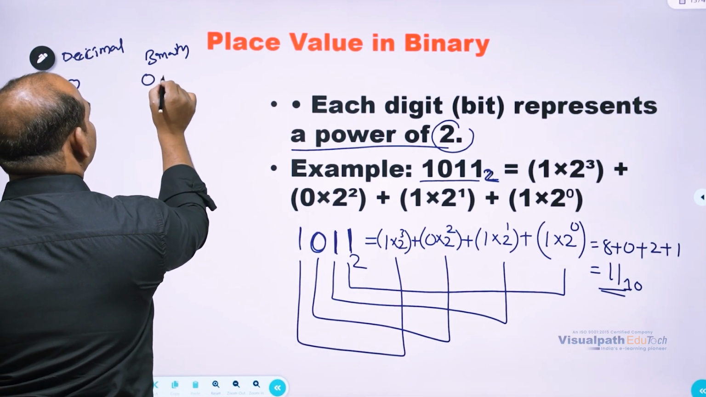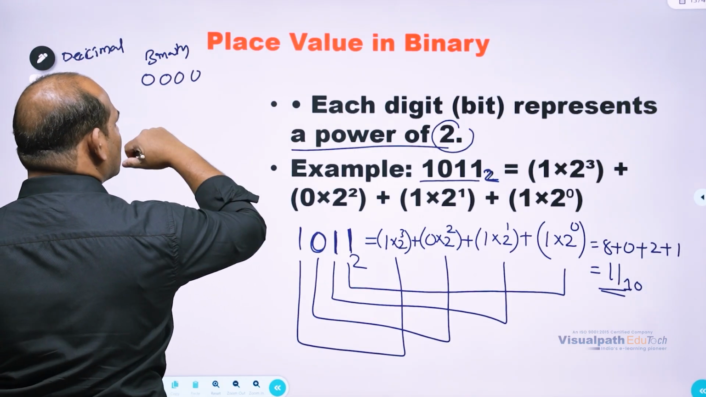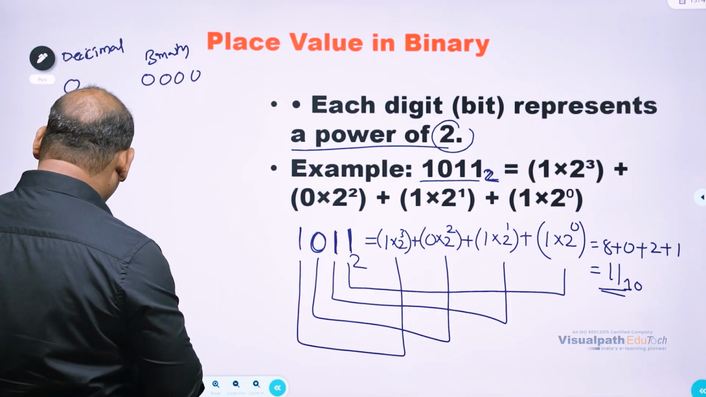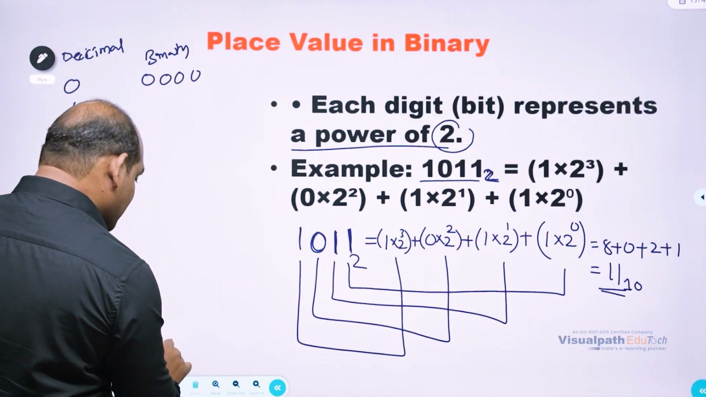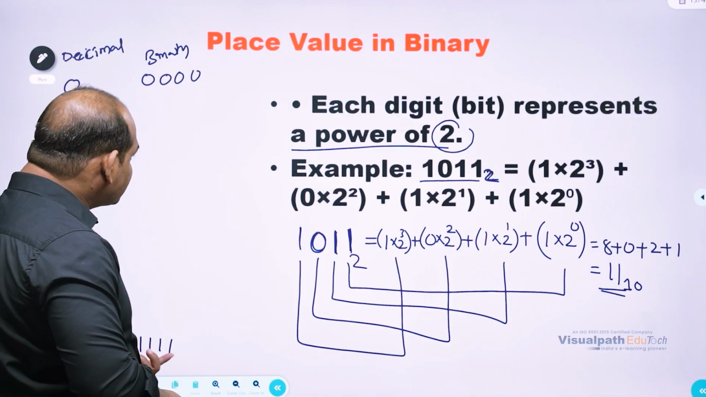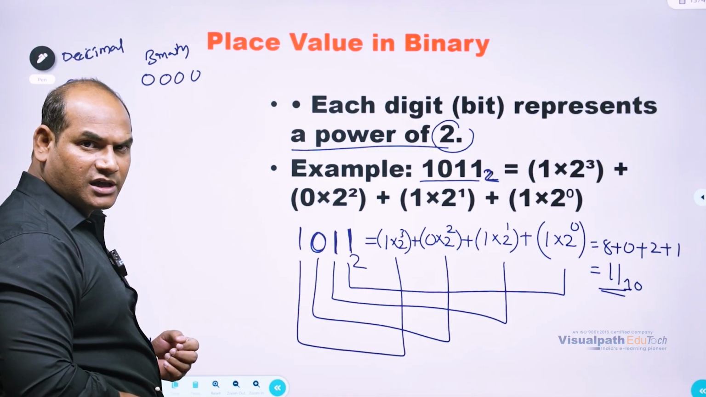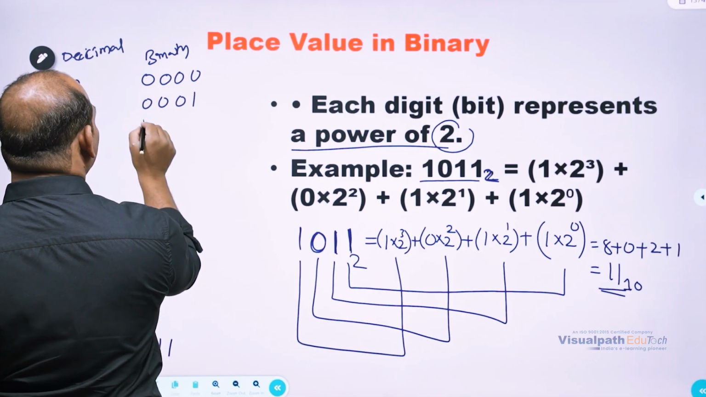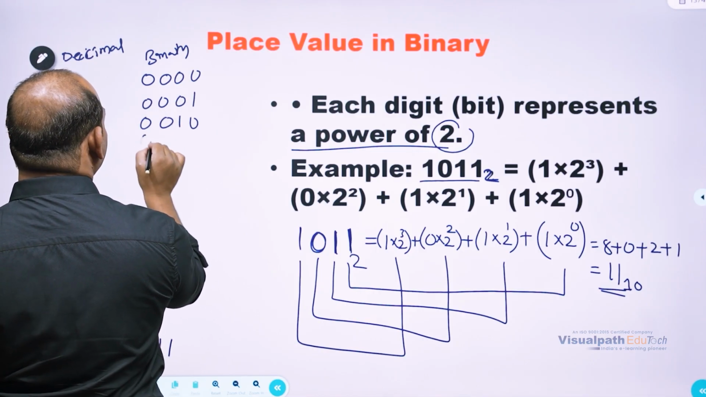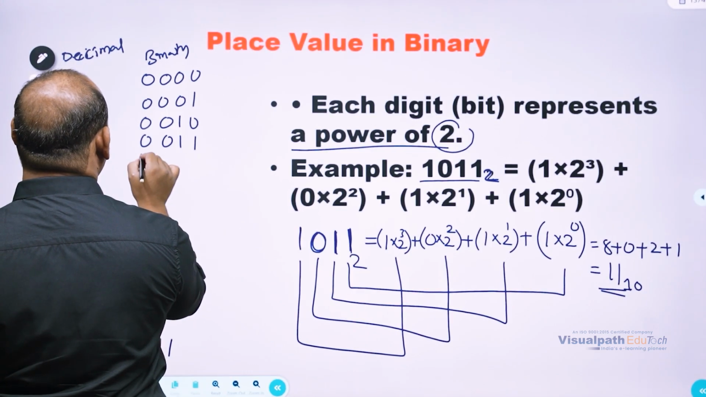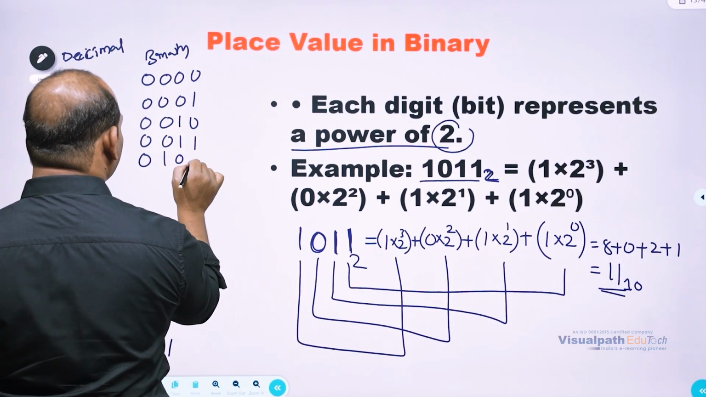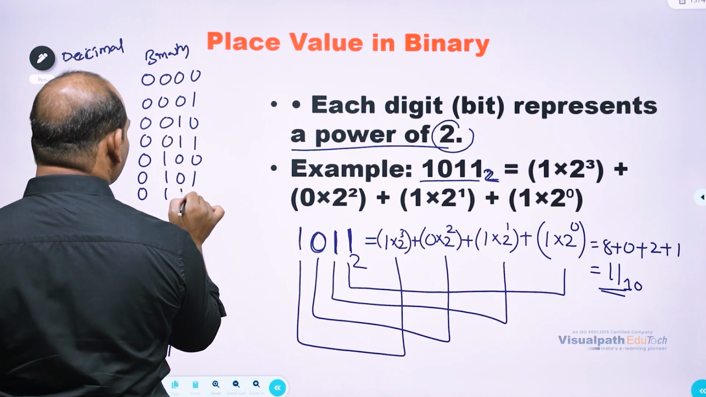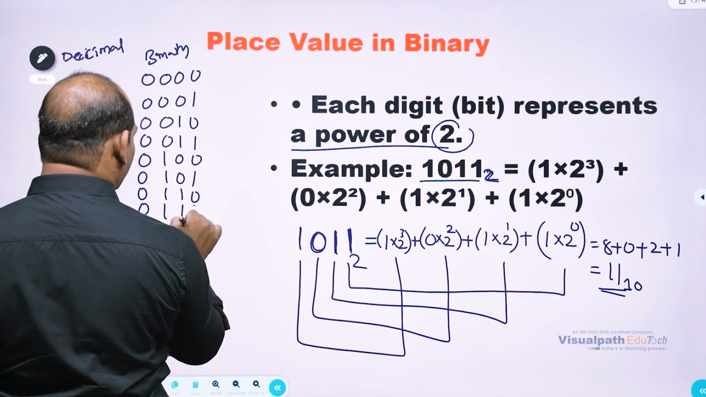So 0 is 0000. You can take a single 0, double 0, triple 0 or four 0s, whatever it may be. I need to represent 15 with 4 ones, because the maximum requires 4 bits, 4 digits. That's why I am representing everything using 4 symbols only. So 1 is 0001, 2 is 0010, 3 is 0011, 4 is 0100, 5 is 0101, 6 is 0110, 7 is 0111.